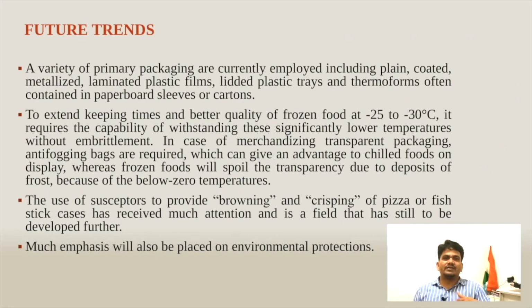Now we have seen the different packaging materials and the different processes for the frozen foods. So all kinds of packaging materials for the different food materials, and at what temperatures, what kind of packaging system is there, we have seen. So in this slide we try to know what the future trends are nowadays. A variety of primary packaging are currently employed, including plain, coated, metallized, laminated plastic films, lidded plastic trays, and thermoforms often contained in the paperboard sleeves or cartons.